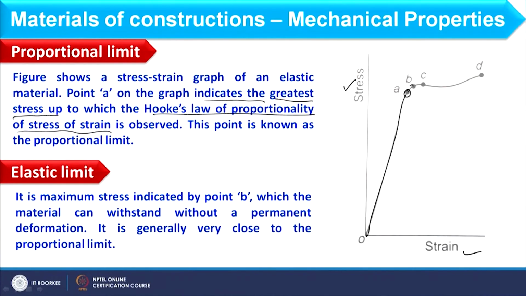Another property is the elastic limit. This is basically the maximum stress beyond which permanent deformation will take place, as shown through point B. So, without having permanent deformation, how much stress can be sustained by the material, that is represented by the elastic limit, and that is very close to the proportional limit.